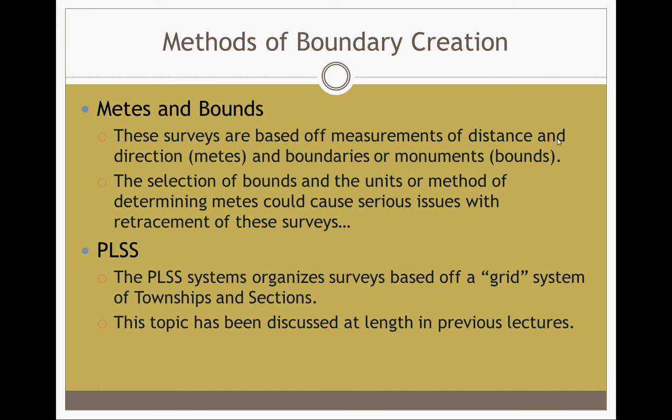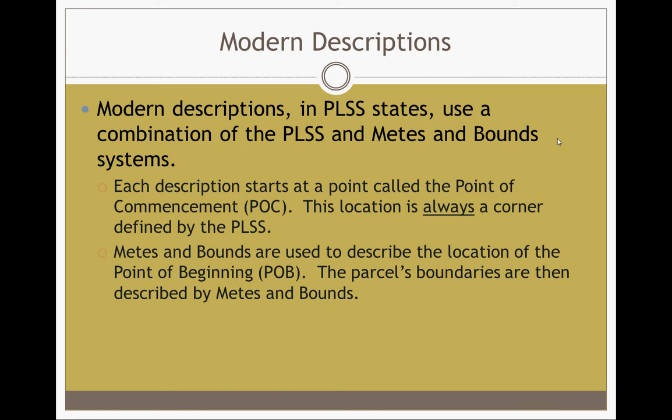The public land survey system organizes the surveys based off of a grid system of townships and sections. We've talked about that a little bit before. We've discussed it at length, and we'll actually discuss it more when we get into a later chapter about sectionalized lands. But to give you an idea about our modern descriptions today, we use a little bit of both. We use a combination of the two.